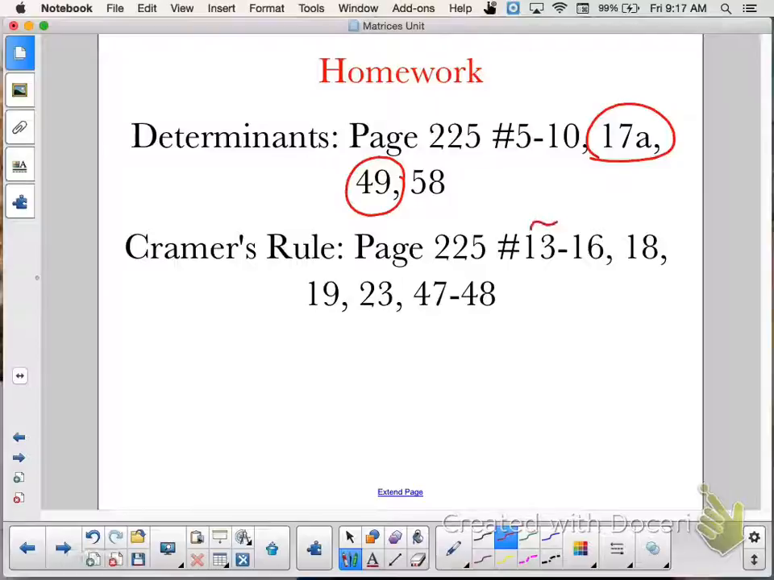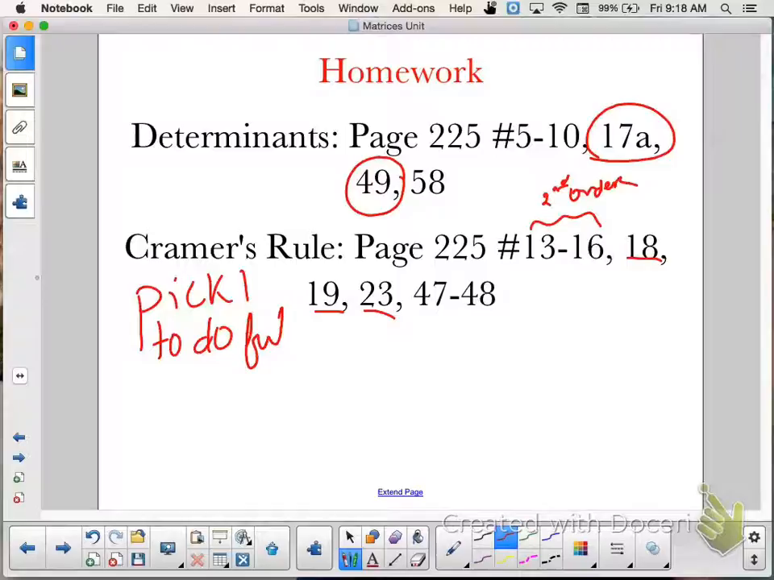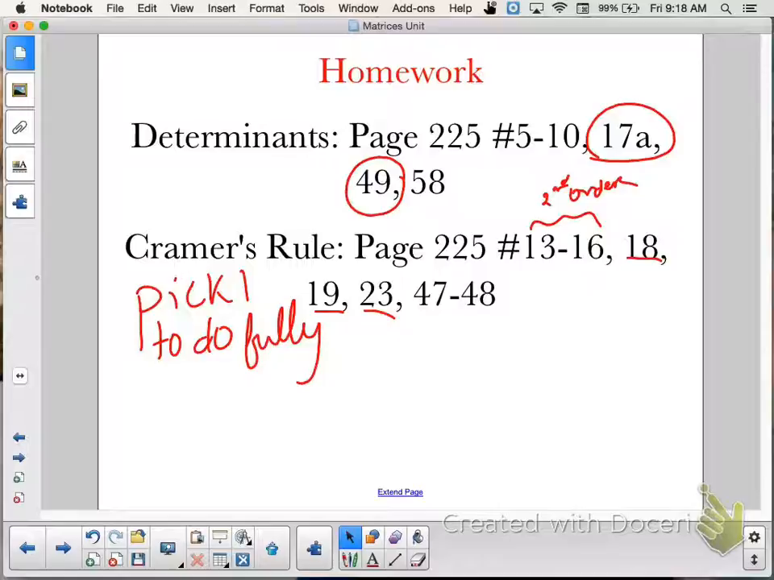13 through 16 are second order, and then 18, 19, and 23, pick one to do fully. The other 2, you could figure out what 2 of them are and then plug it in. You might be able to do more. And then 47 and 48 are word problems that are second order.